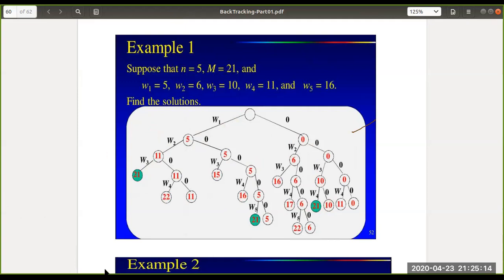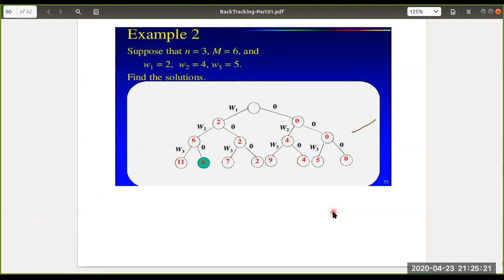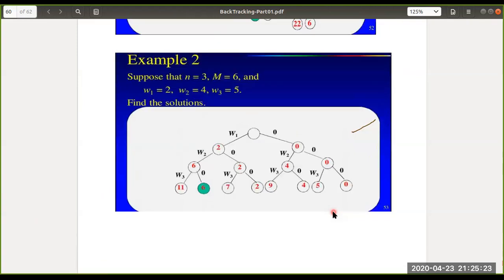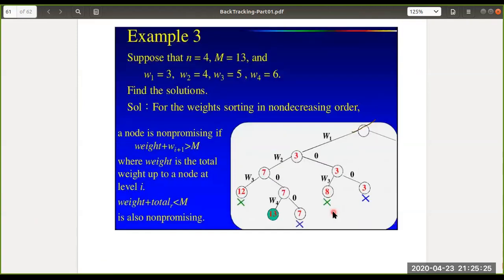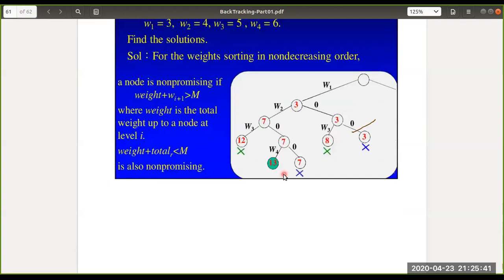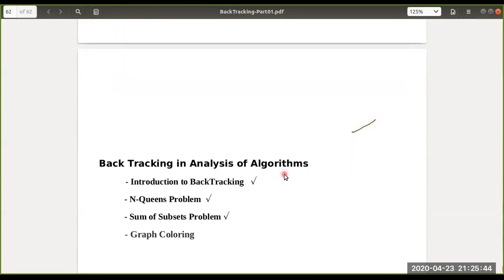If it is a short answer, simply construct this tree with these solutions, for 5 marks. This is also another example, example 2 and example 3. Here we are checking the bounding function: this is non-promising, so stop here. They are already seen in the algorithm. Yes, fine. This is about the sum of subset problem by using backtracking.